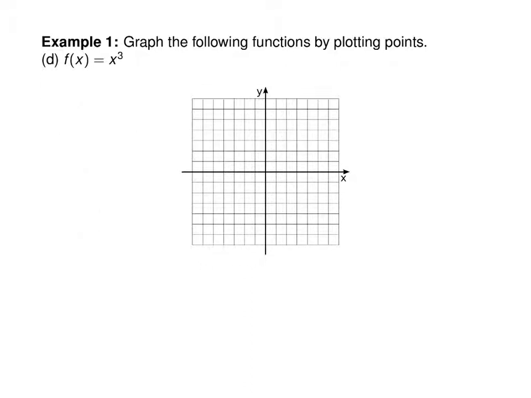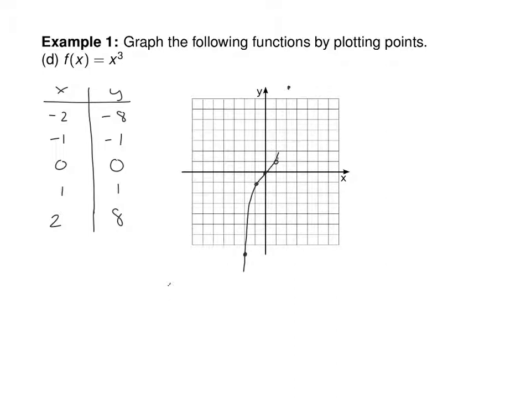All right, x cubed. Let's plug in the same numbers. So when x is -2, what's y? -8. When x is -1, what's y? When x is 0, y is? When x is 1, y is 1. And when x is 2, y is 8. So it's a little bit off the grid. So it looks about like that.